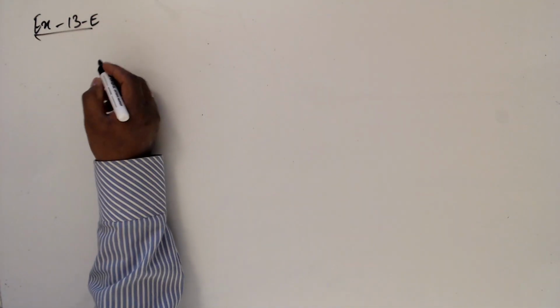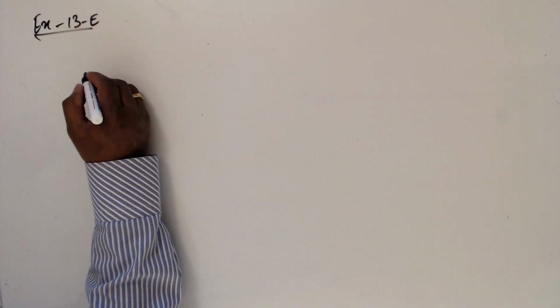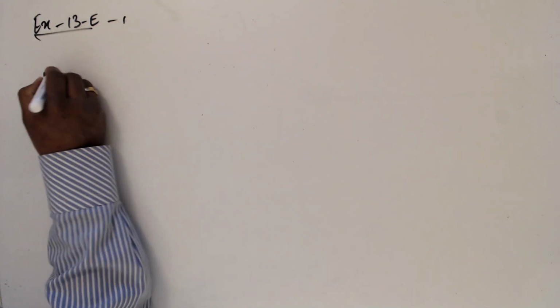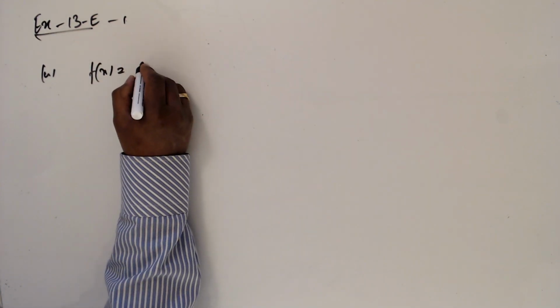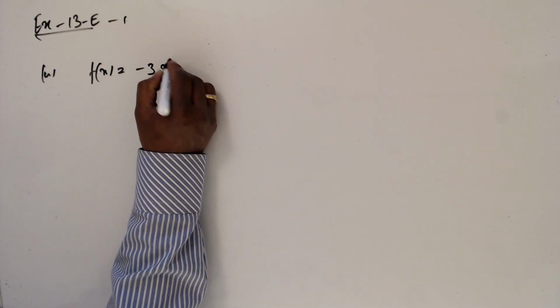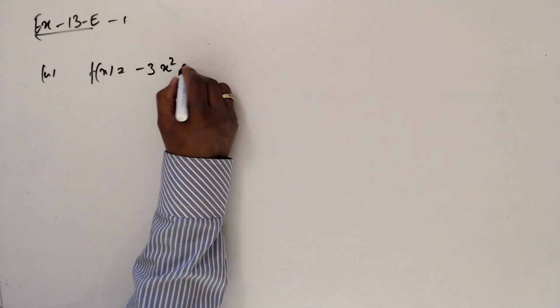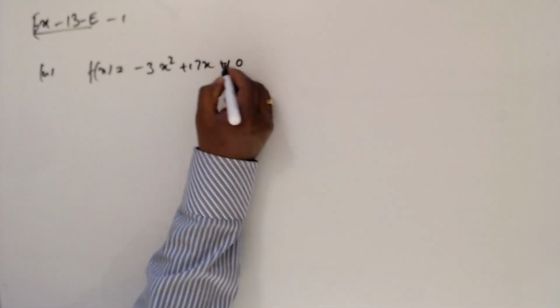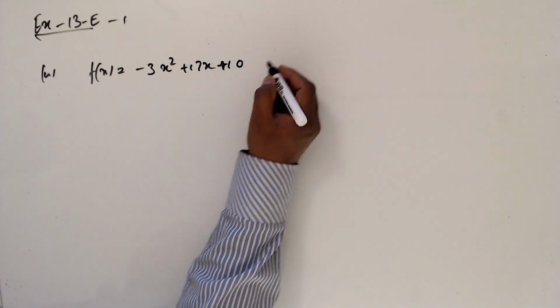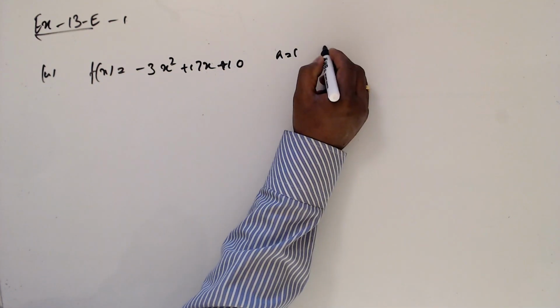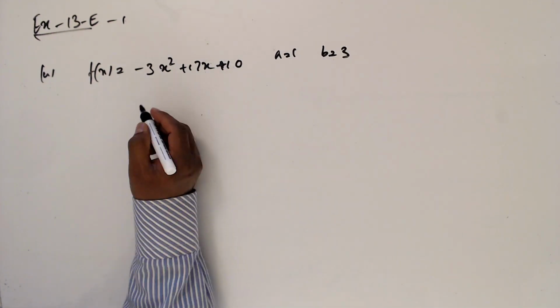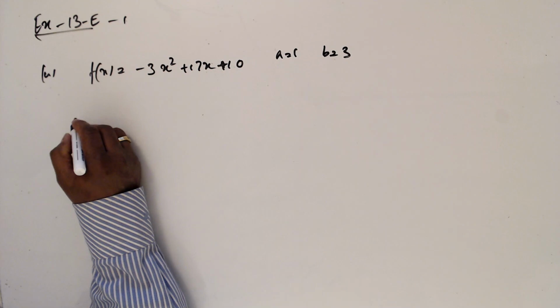Exercise 13, question number 1. If f(x) equals minus 3x squared plus 17x minus 10. So we want to evaluate this, with a equal 1, b equal 3.